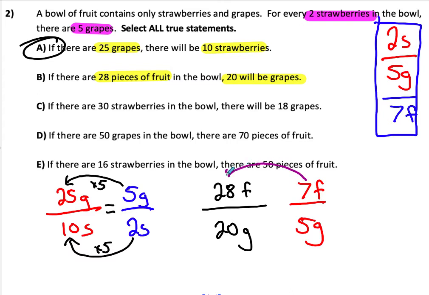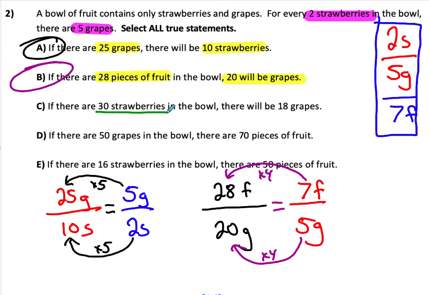How does a 7 turn into a 28? Well, I can multiply it times 4. I can do the same thing to 5 to get to 20. So I treated both parts of the ratio equally. It grew at the same rate. They each got multiplied by 4. So this one is equal, and I would say yes. Okay? Now I'm going to keep doing the same thing for each of these.